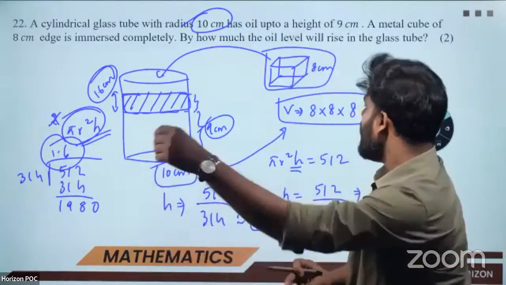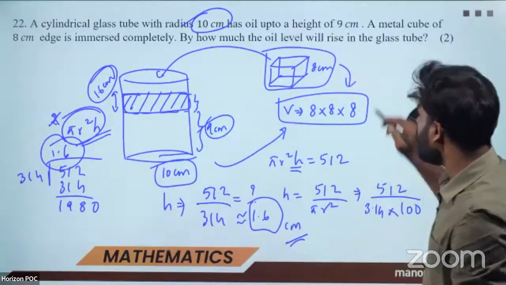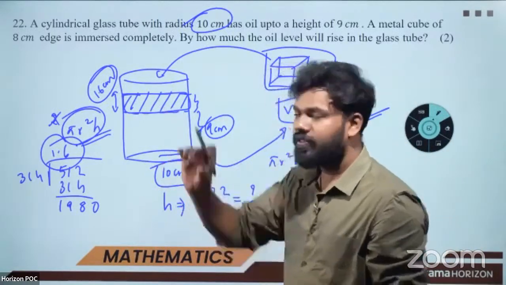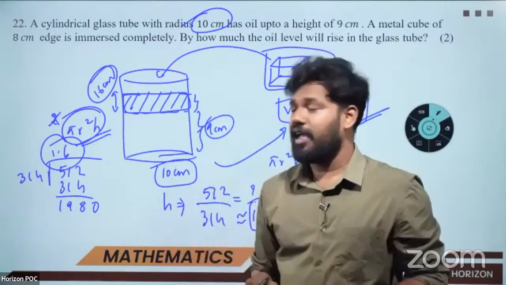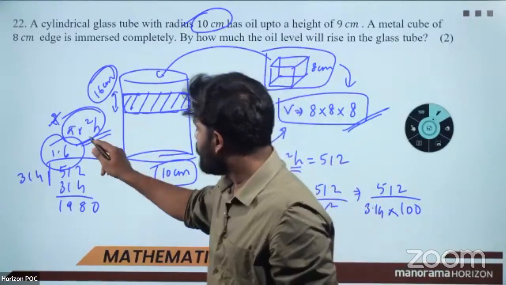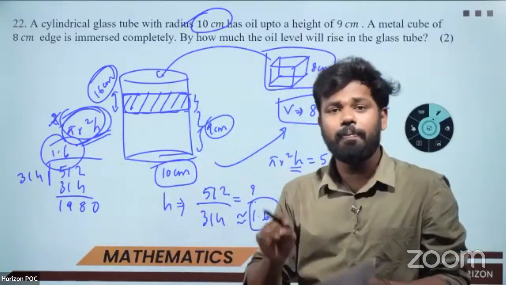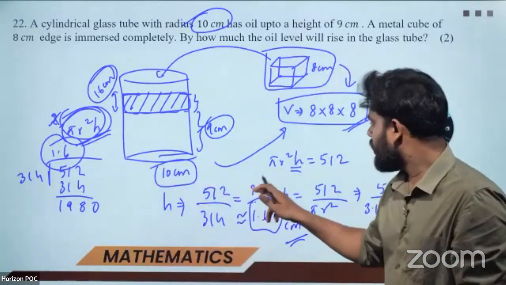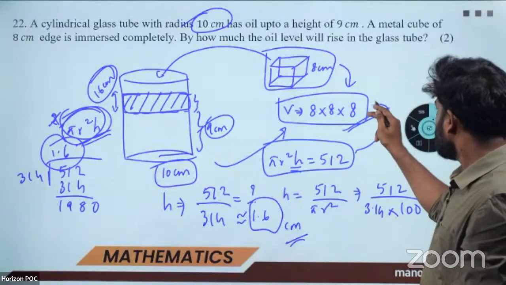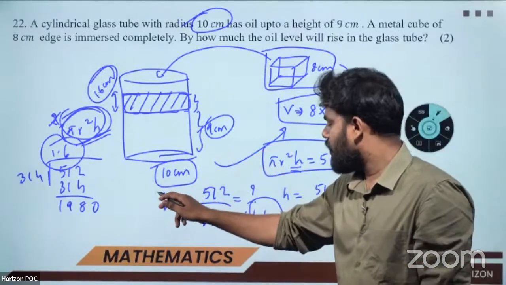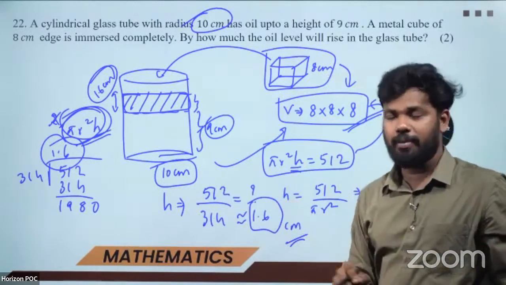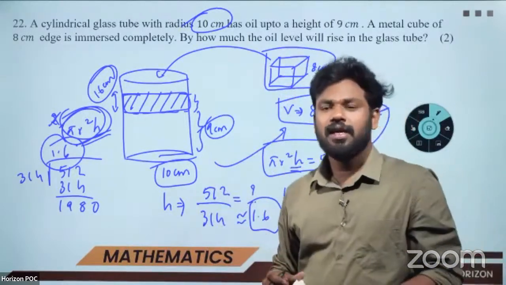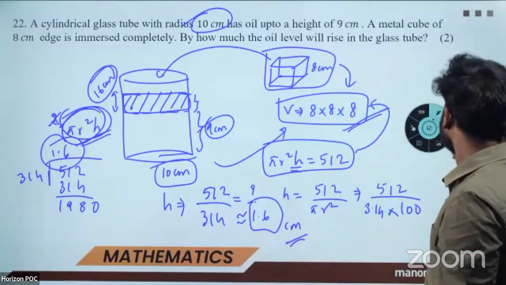So how did we find that? The cube is immersed, so I found the volume of the cube, 8 into 8 into 8. Now, when this cube is immersed, the level of the oil inside will rise. The oil is in a cylindrical form, so its volume is pi r square h. I know the radius, it is 10. So I equated pi r square h to the volume of the cube and found the value of h. I'm not saying this is the exact value, it is approximately 1.6 centimeter. Clear?